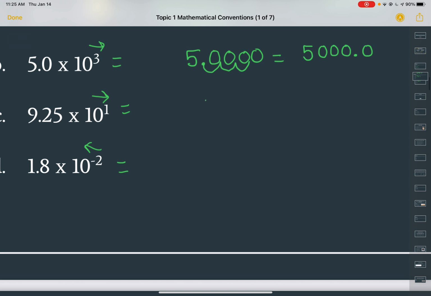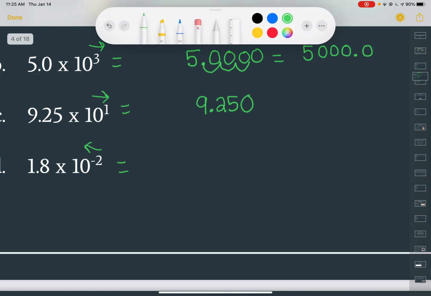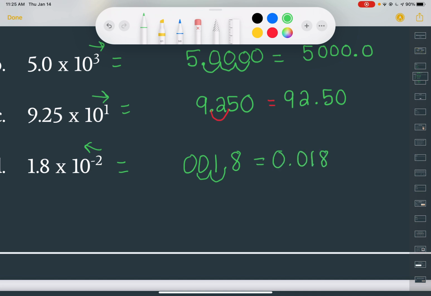Our next one here, 9.25, and it's times 10 to the 1. So I'm going to write an extra 0 over here. We're only going to move the decimal 1 place that way. So our answer is going to be 92.50. All right. And then our final one here, 1.8. It's a negative, so I'm going to add 2 zeros there and then move my decimal 2 spots to the left. 1, 2. So our final answer is 0.018. All right. So that's exactly how you are to do this scientific notation.